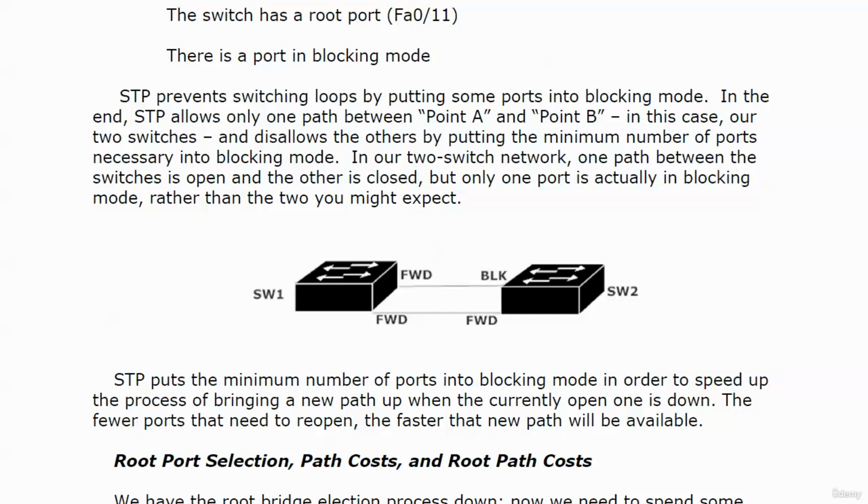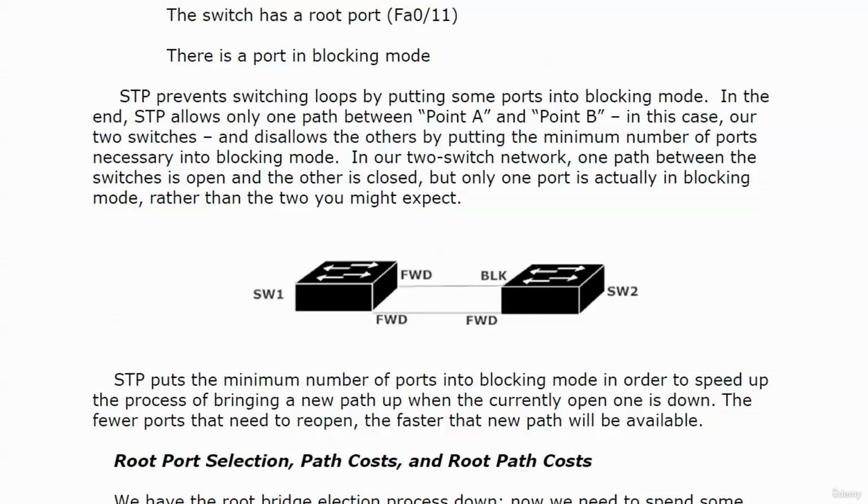Because I have a feeling we just might see that good path go down in a future video very, very soon. And when that happens, we want that blocked path to open as quickly as possible, and it will be a little quicker if one of the ports on there is already in forwarding mode. The fewer ports that need to reopen, the faster that new path will now be available.